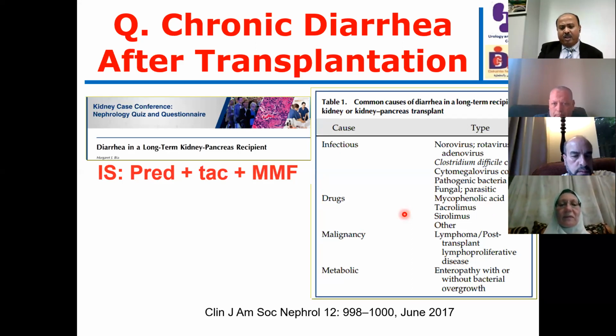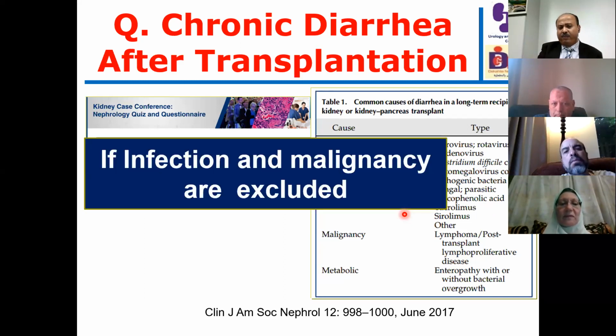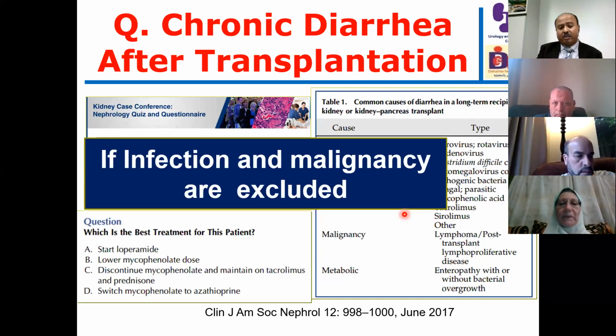But anyhow, everything in this case is excluded. So the question, if infection and malignancy are excluded in this case of kidney and pancreas transplantation, the MCQ here is to start loperamide, to lower mycophenolate dose, discontinue mycophenolate and maintain on tacrolimus and prednisone, or to switch mycophenolate to another calcineurin inhibitor. I forgot to tell you that they reduced the mycophenolate to 1 gram. So the next step is to do more reduction or to give the patient any of the other choices.